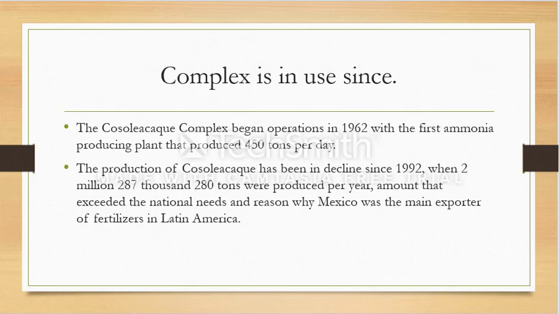The complex has been in use since the Cosoleacaque complex began operation in 1962 with the first ammonia producing plant that produced 450 tons per day. The production of Cosoleacaque has been in decline since 1992, when 2,287,280 tons were produced per year, an amount that exceeded the national needs and the reason why Mexico was the main exporter of fertilizers in Latin America.